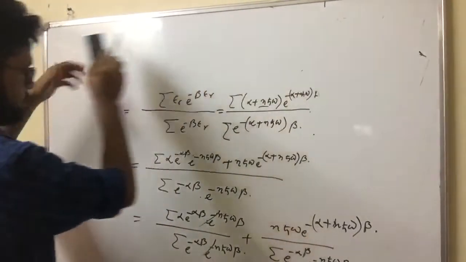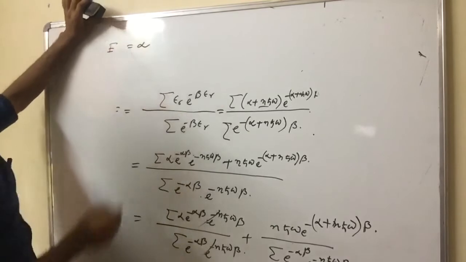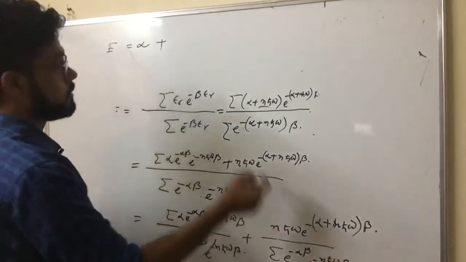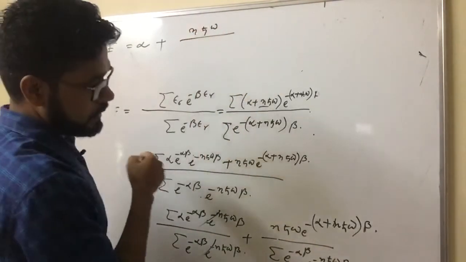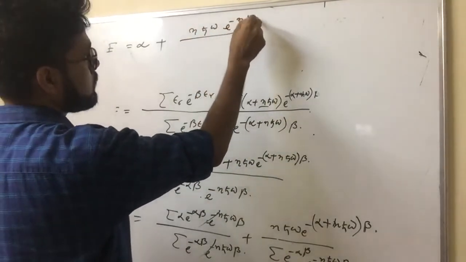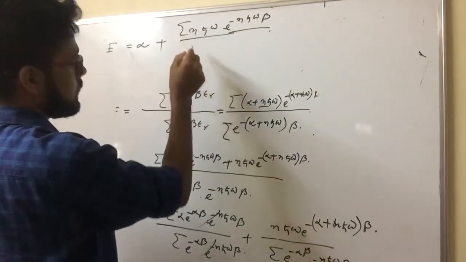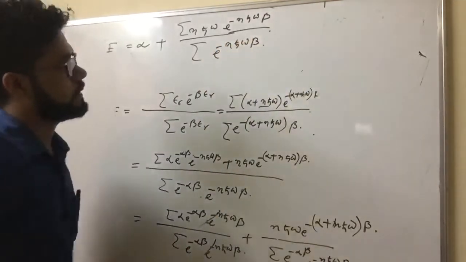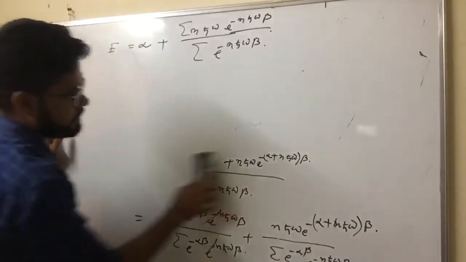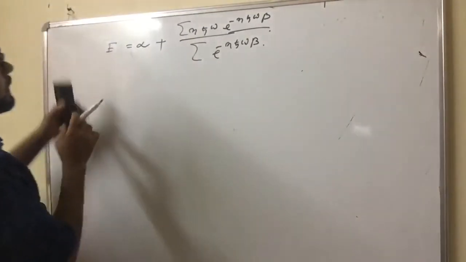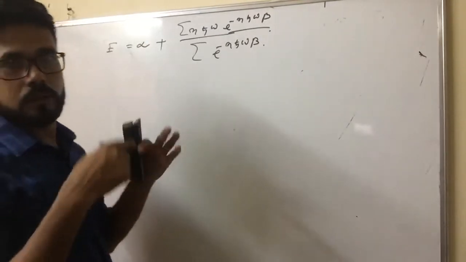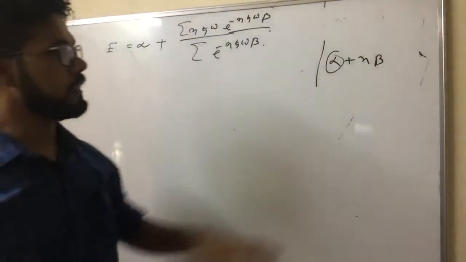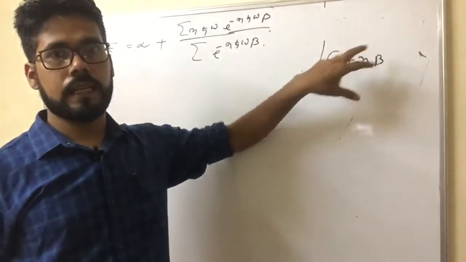Finally we are getting mean energy equal to, first term will be alpha. Okay, so next term will be e to the power alpha cancel out. Next term will be n is cos omega e to the power minus n is cos omega beta divided by summation e to the power minus n is cos omega beta. This is the formula. So this is what we understand, because what about the constant? Suppose if it is alpha plus n beta, so this part will remain same. So not to do that. Only you have to calculate the mean energy of this part and add with alpha.